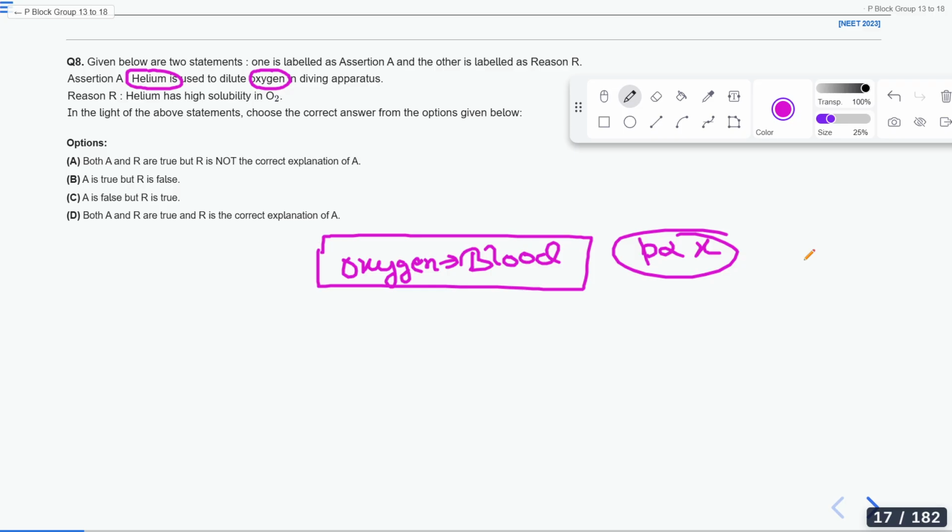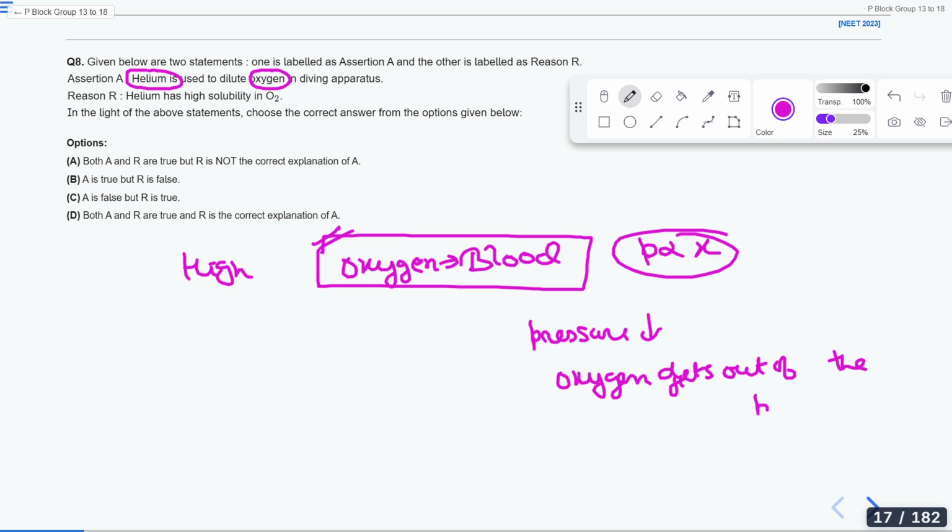Now, if in this situation he comes out of the ocean at the top, then what will happen? The pressure will decrease because as he moves upward, the pressure will decrease. What will it result in? It will result in oxygen getting out. Means the oxygen which was previously dissolved due to high pressure, as the scuba diver comes to the surface, the pressure decreases and the oxygen gets out of the blood.